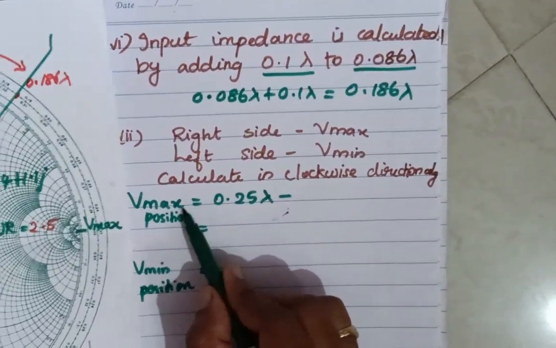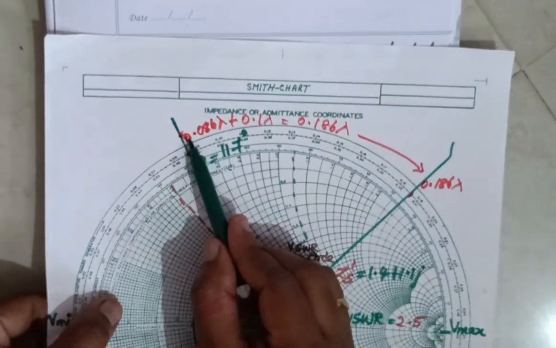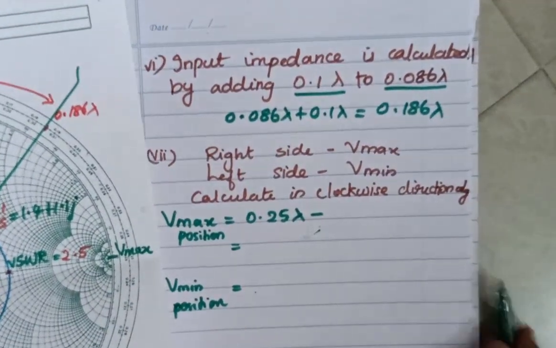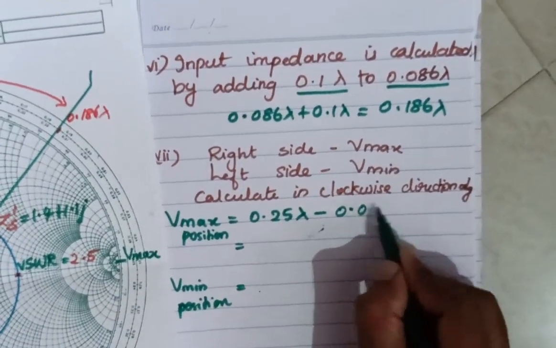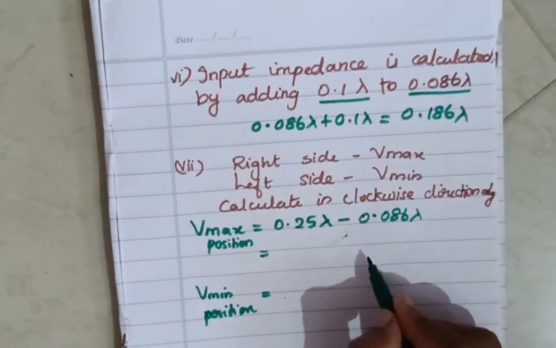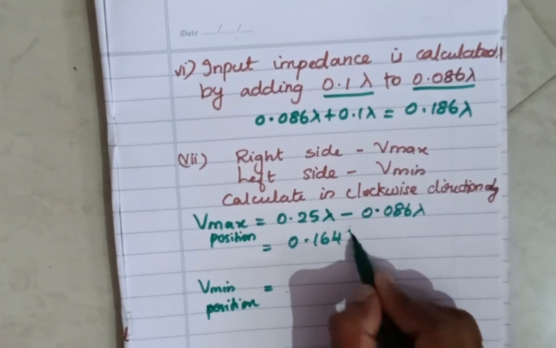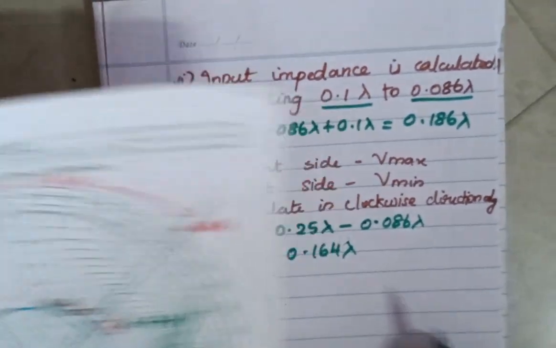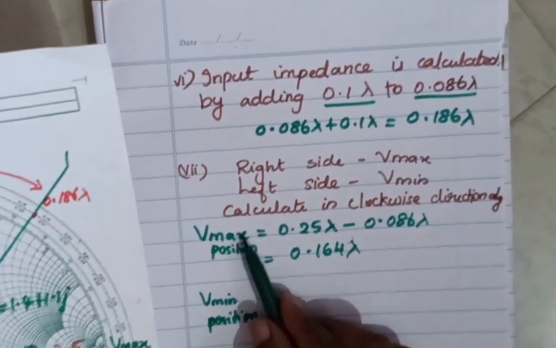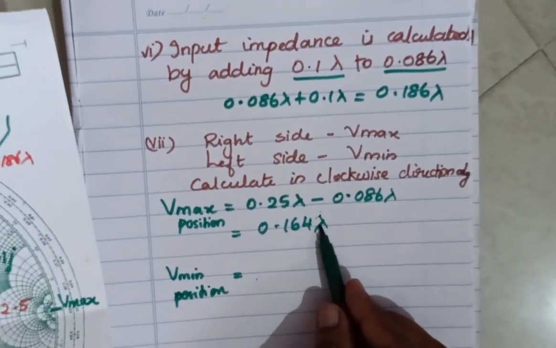So how do we calculate that? The position of voltage maximum is equal to 0.25 lambda minus 0.086 lambda, which gives 0.164 lambda. So the position of voltage maximum from the load is 0.164 lambda.